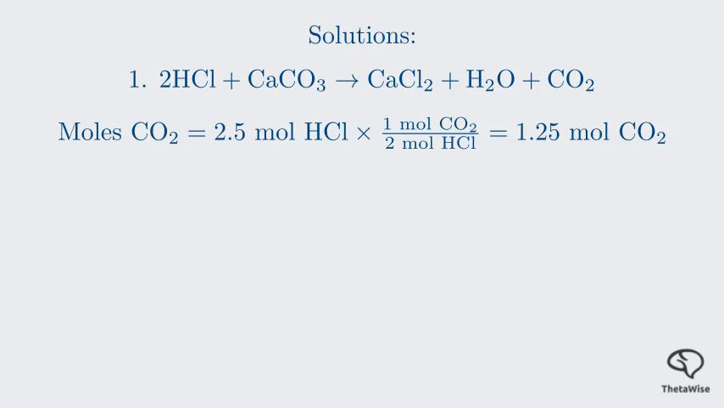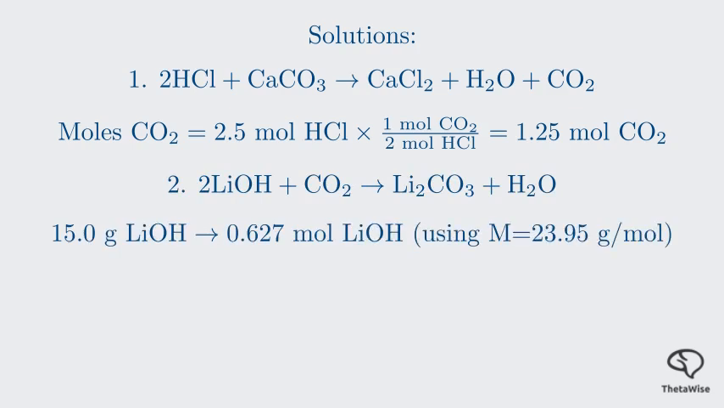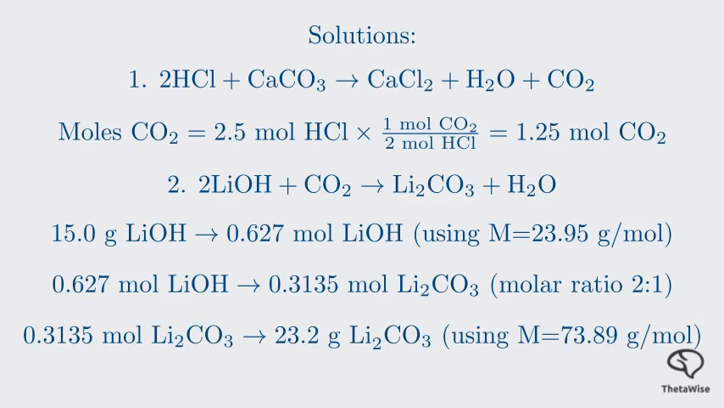For question 2, the balanced equation is 2 LiOH plus CO2 gives Li2CO3 plus H2O. This is a mass-to-mass problem. First, convert the 15 grams of LiOH to moles using its molar mass. That's 0.627 moles. Then use the molar ratio of 2 moles LiOH to 1 mole Li2CO3 to get 0.3135 moles of lithium carbonate. Finally, convert that to mass using the molar mass of lithium carbonate, which is 73.89 grams per mole. Your final answer should be 23.2 grams of lithium carbonate.